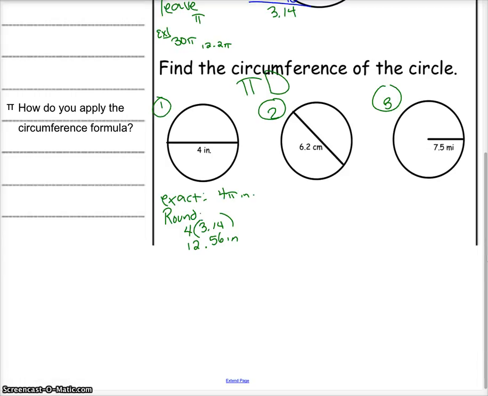Okay, the next one. The circumference of this middle circle, pi times diameter. I want exact, and I want my rounded. Exact, pi times diameter. My diameter is 6.2, and you just leave the pi. Exact is leaving the pi. And my rounded is 6.2 times 3.14.